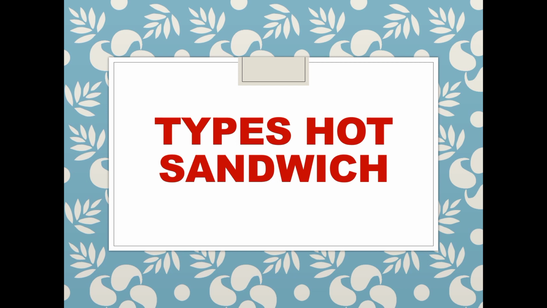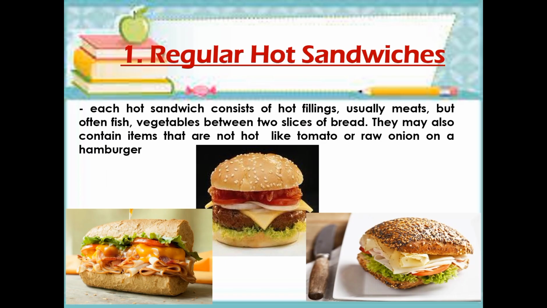There are also different kinds of hot sandwich. 1. Regular hot sandwiches. Each hot sandwich consists of hot fillings, usually meats, but often fish, vegetables between 2 slices of bread. They may also contain items that are not hot like tomato or raw onion on a hamburger.